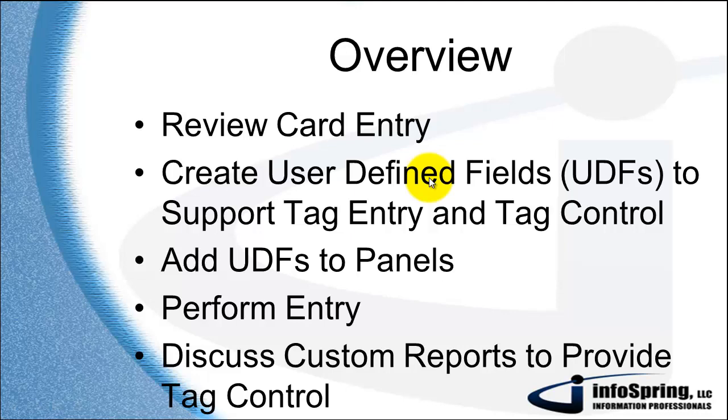An overview of what we will be covering includes the review of card entry. This is a feature that was created in version 4.5. How to create user-defined fields to support tag entry and tag control. How to add those UDFs to panels. And then we'll take a look at how to perform that entry. And then we'll just discuss some custom reporting tools to provide increased tag control and/or tag reporting.